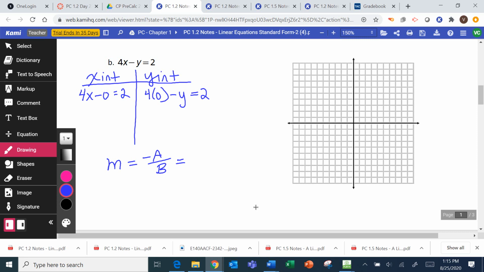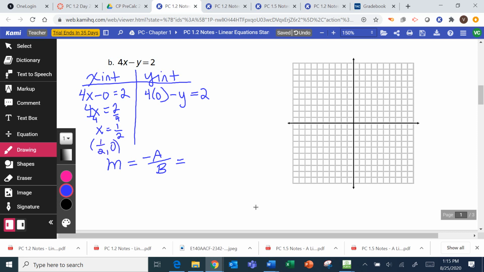So I plugged in 0 for y. And then I'm going to solve for x. So I've got 4x equals 2. We divide by 4, and I get x equals 2 over 4, which is a half. So it's okay to have a fraction. Oh, we're going to have fractions in this class. It's pre-calc. Welcome. 1/2, 0 will be the ordered pair.